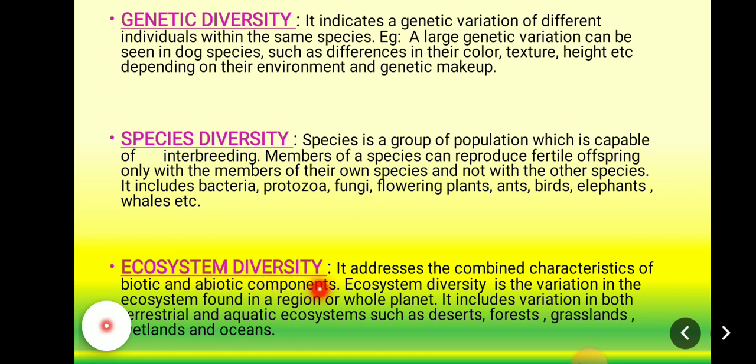Ecosystem diversity, as you had already seen, it addresses the combined characteristics of biotic and abiotic components. Ecosystem diversity is the variation in the ecosystem found in a region or the whole planet. It includes variations in both terrestrial and aquatic ecosystems such as deserts, forests, grasslands, wetlands, and oceans.